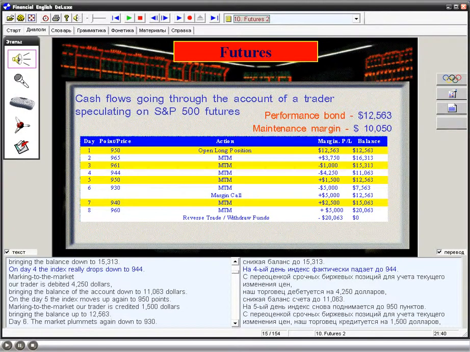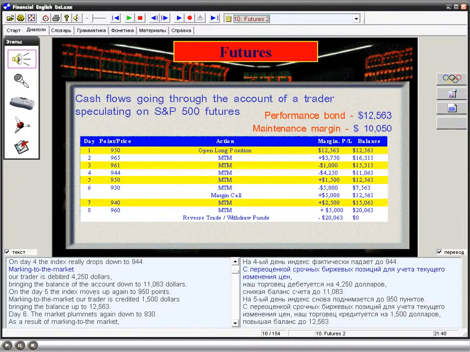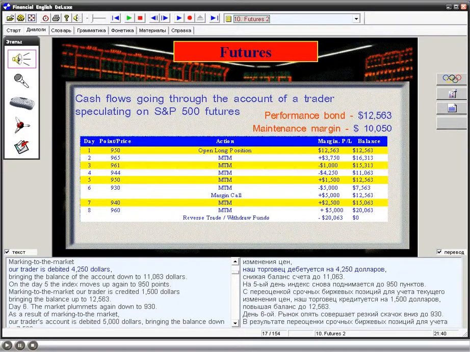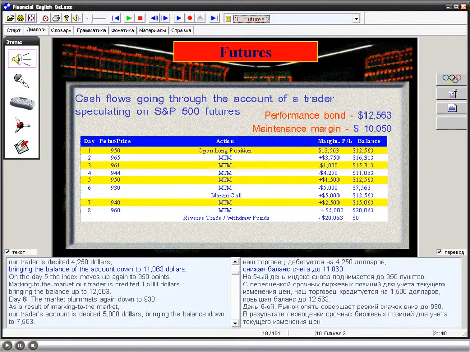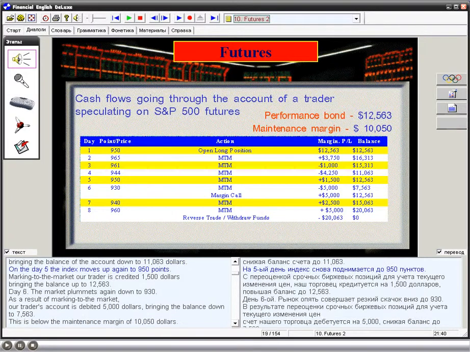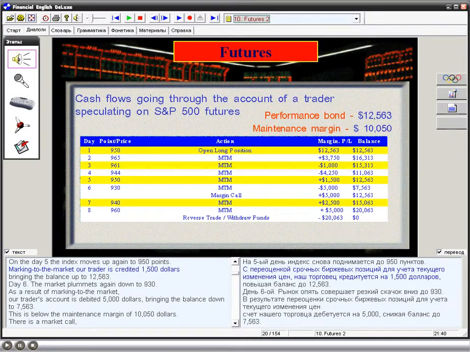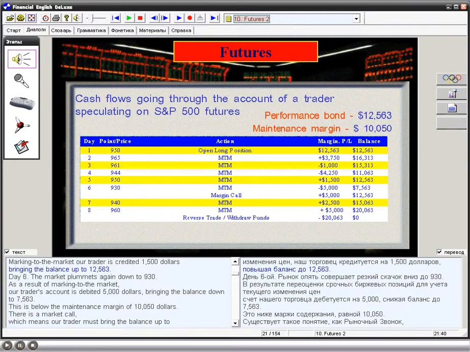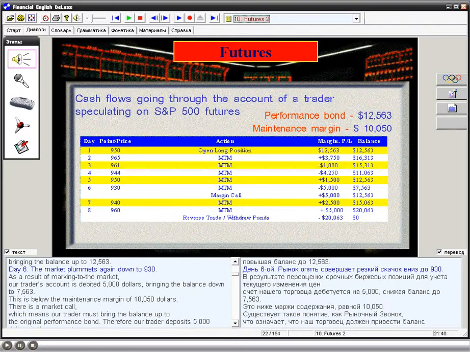On day 4, the index really drops down to 944. Marking to the market, our trader is debited $4,250, bringing the balance of the account down to $11,063. On day 5, the index moves up again to 950 points. Marking to the market, our trader is credited $1,500, bringing the balance up to $12,563.